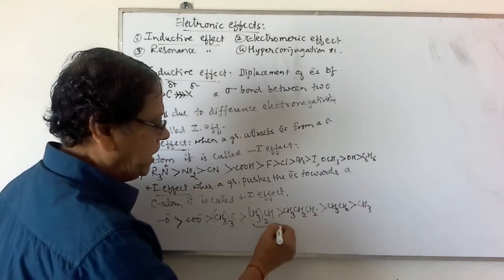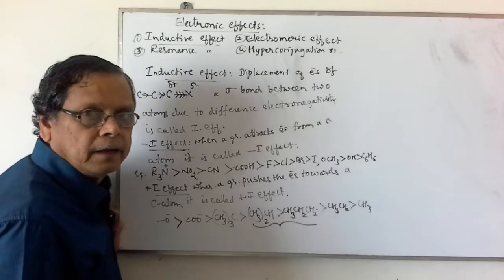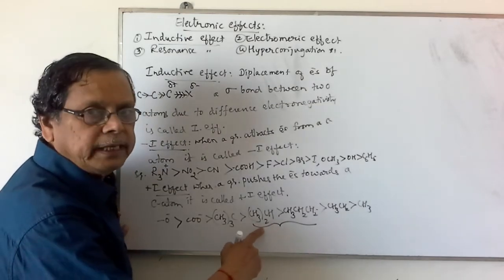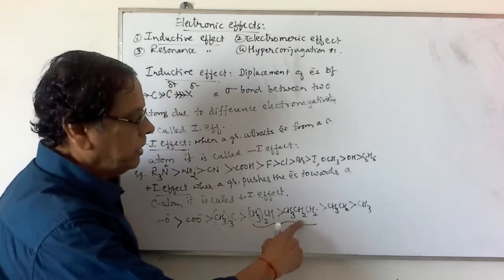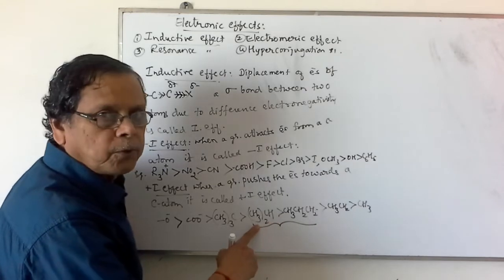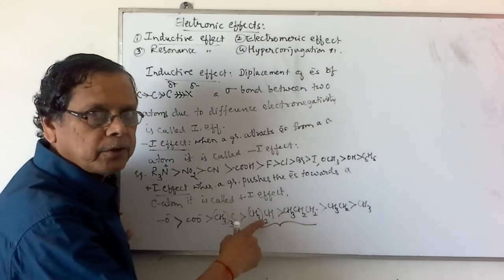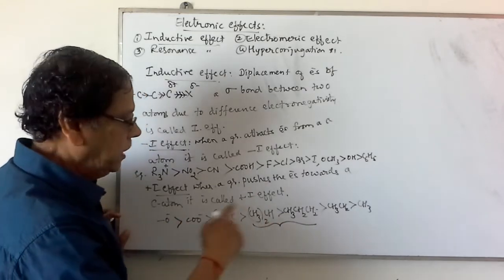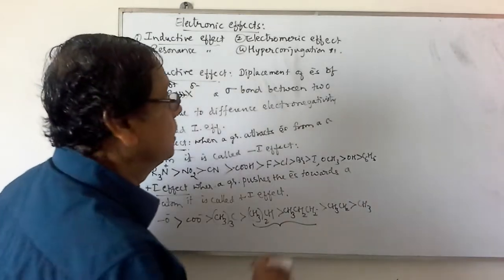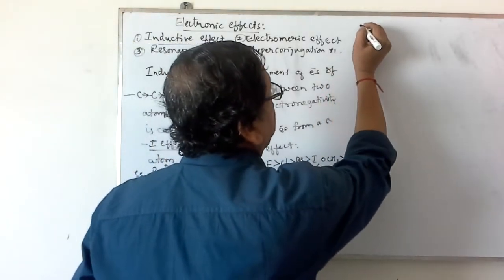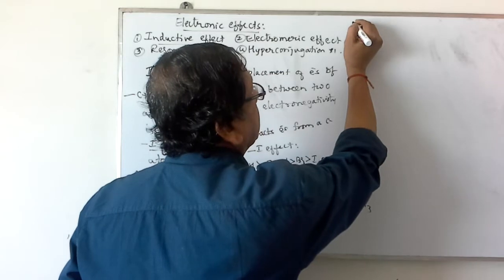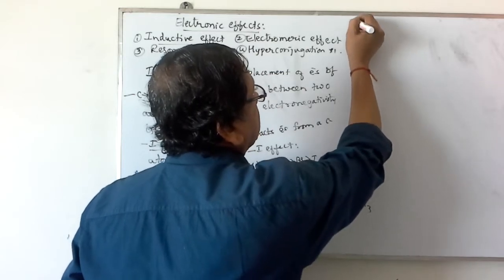Among the various isomeric alkyl groups, higher the branching, higher will be the inductive effect. As compared to N-propyl group, this isopropyl group is having the higher positive inductive effect in the particular thing. Then we have this second one, the applications of these inductive effects.